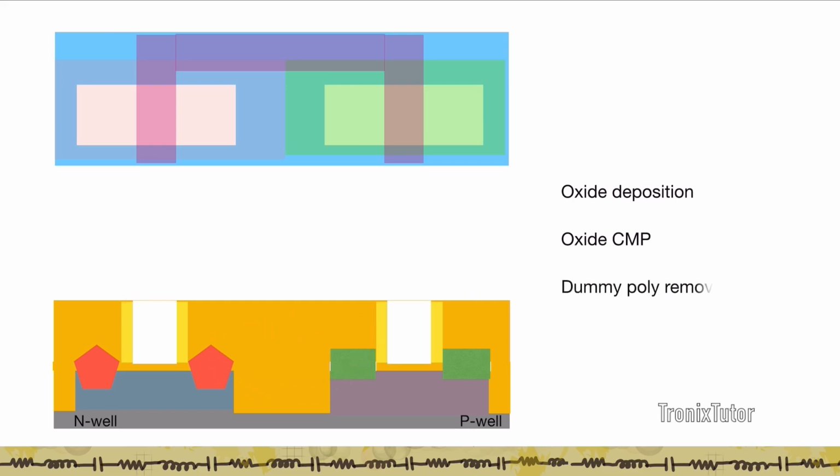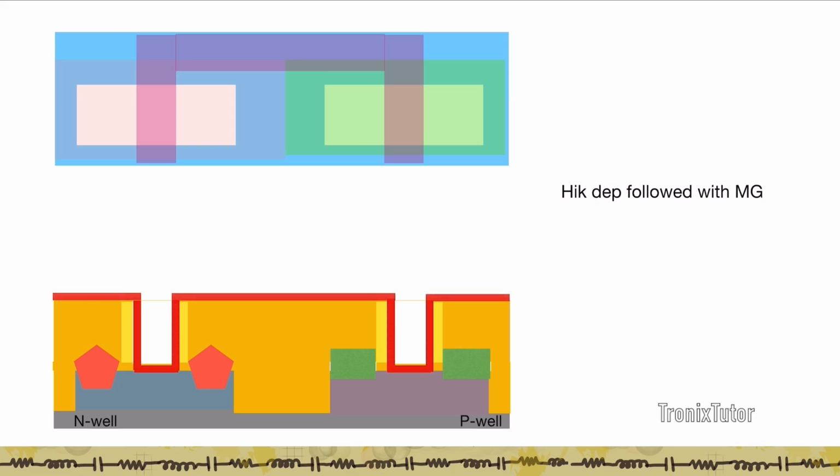This step is then followed by a poly removal. The dummy poly was there to create the source drains. Once the source drains have been created, the use of the poly is over. So we remove the dummy poly from the gate, and once that is done, we put down the high K and the metal gate.